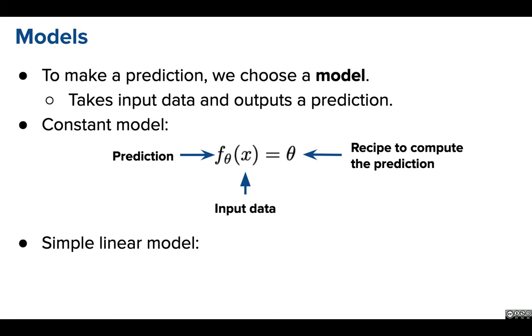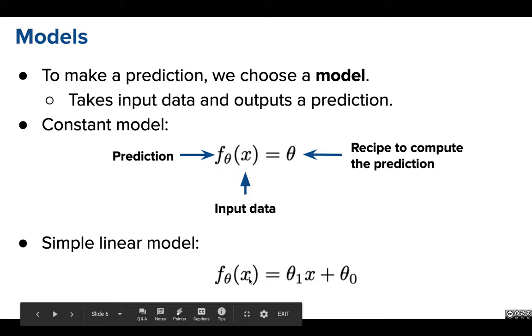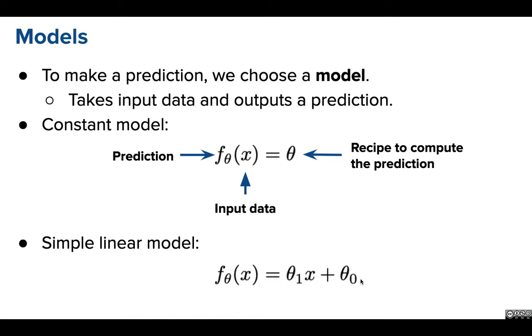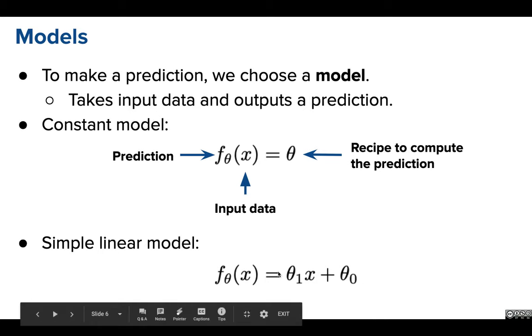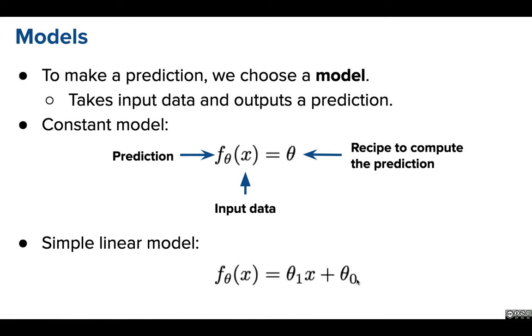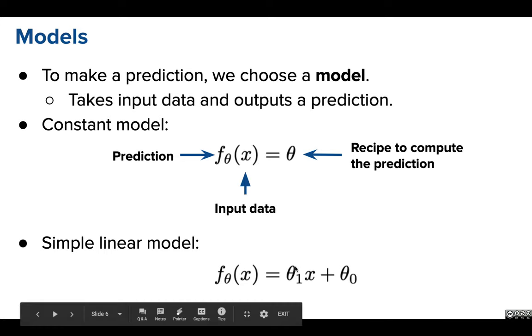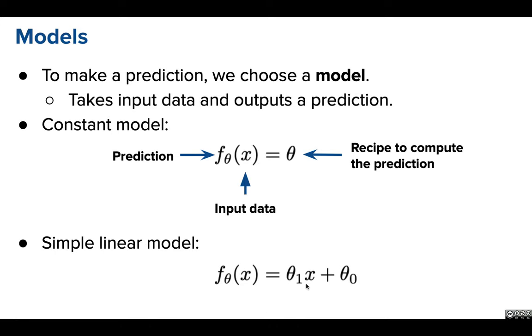Okay. In contrast, a simple linear model is written like this. This particular model says, give it a number x, and it'll output theta 1 times x plus theta 0. This is just a fancy way of writing a line, right? A line is like ax plus b. In this particular case, I swapped out a and b with theta 1 and theta 0. The reason I've done that is because we're talking about multivariable linear models, and with multivariable linear models, we'll have theta 2, theta 3, theta 4, and so on and so forth.